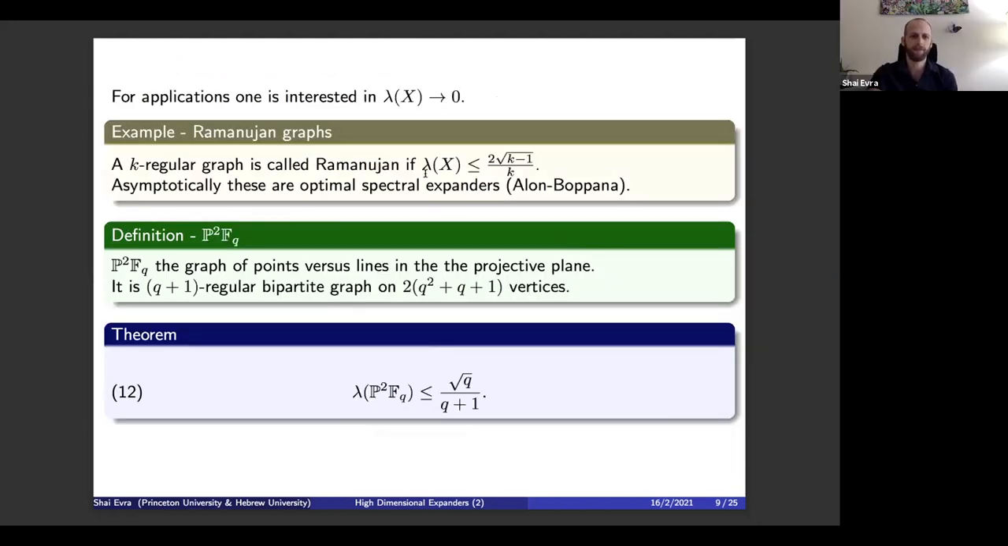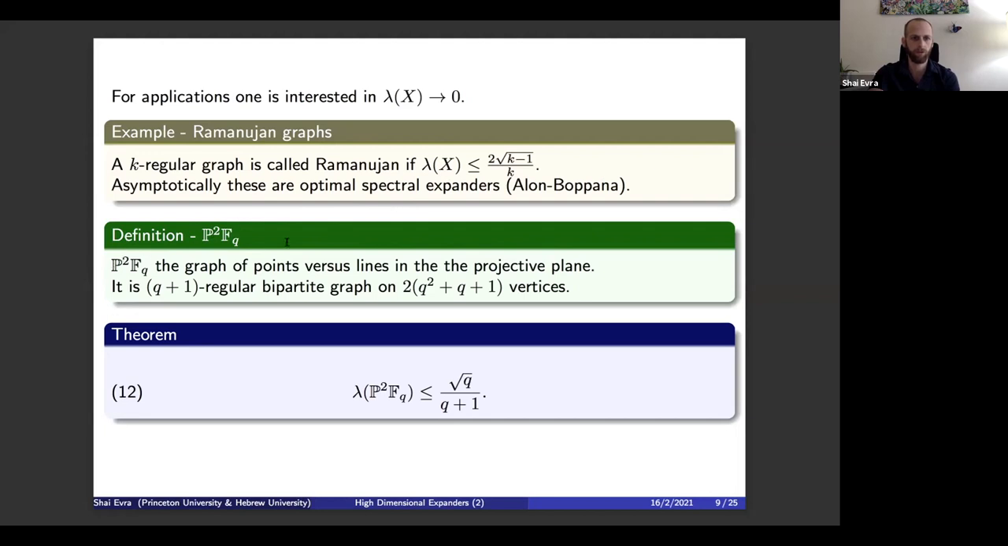Again, I'm sure you all know it, but for applications, one is interested in graphs in which the second largest eigenvalue is as small as possible. The well-known notion of Ramanujan graphs are K regular graphs which satisfy this bound. Alon-Boppana tells us that asymptotically, this is the best you can hope for, but not asymptotically, you can actually do better. It's important to keep in mind.